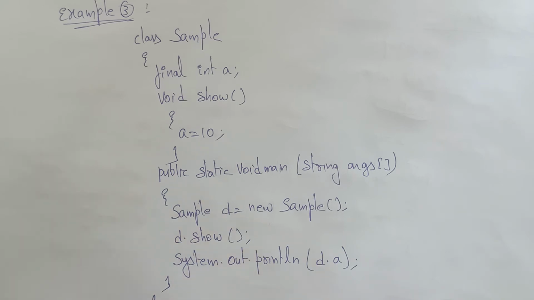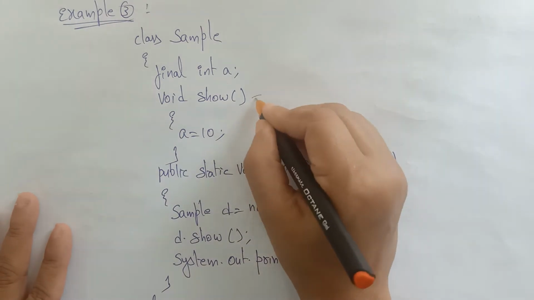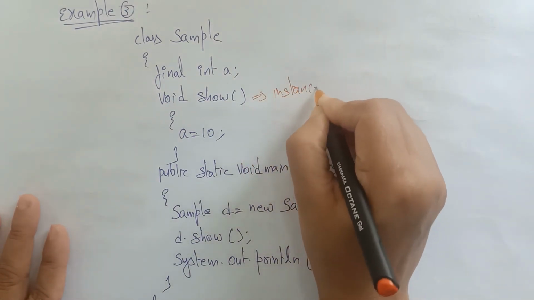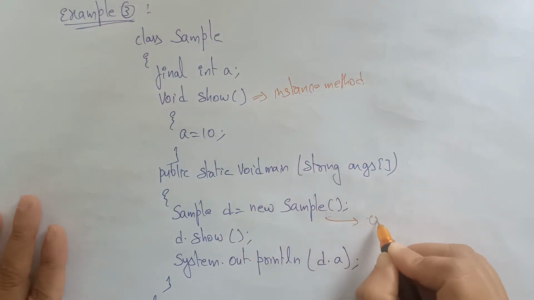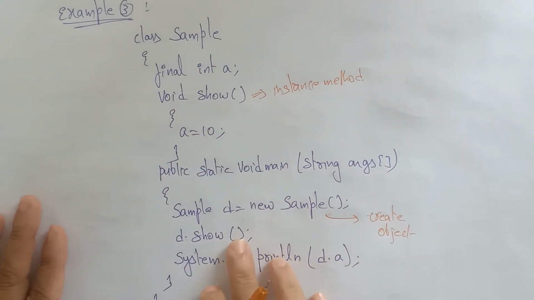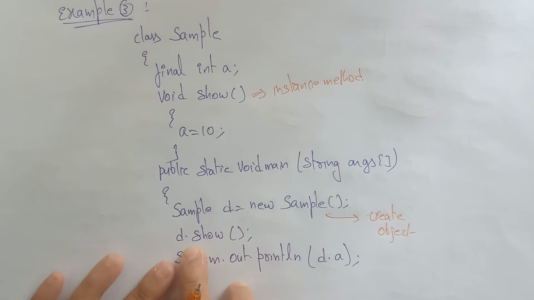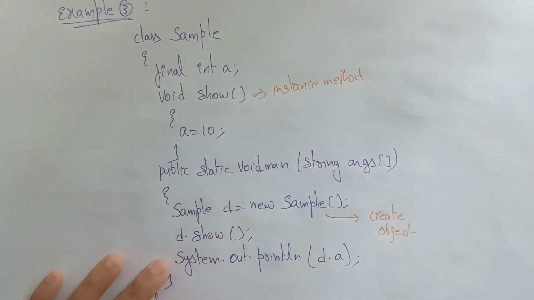Why? Because the final and the constructor both will execute at the same time, but the method and the final will not execute at the same time. So obviously an error will come, right? So final int a, void show, this is a method. What type of method? It is an instance method. To access an instance method, the object has to be created. So d.show is called, and d.a, with the object reference, I am calling this, but it is already declared as final.